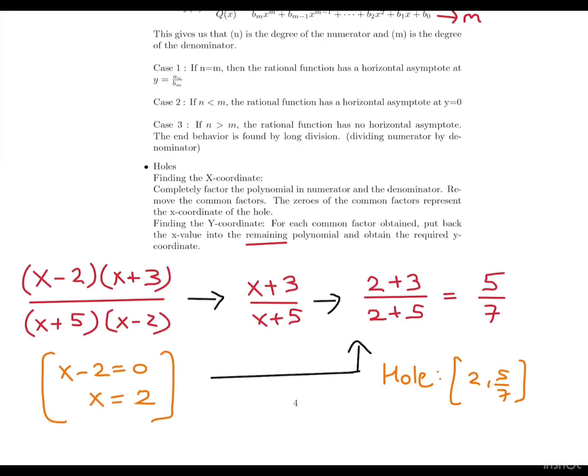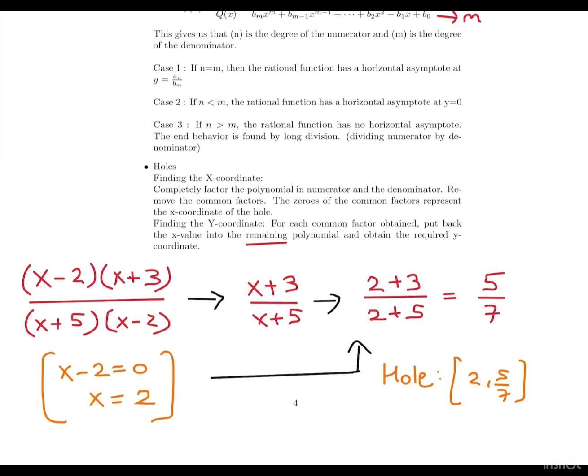Finally, moving on to holes. Now, there are a few steps you need to follow before you get the coordinates of the holes. We start by completely factoring the polynomial. So I have taken an example here where I have x minus 2 times x plus 3 upon x plus 5 times x minus 2. I clearly notice that I have x minus 2 as my common factor, and I take the zeros of the common factor, which means x minus 2 equal to 0, which yields x equal to 2.